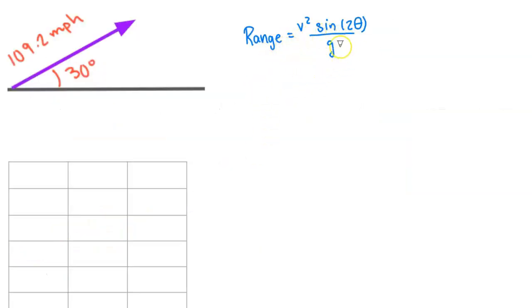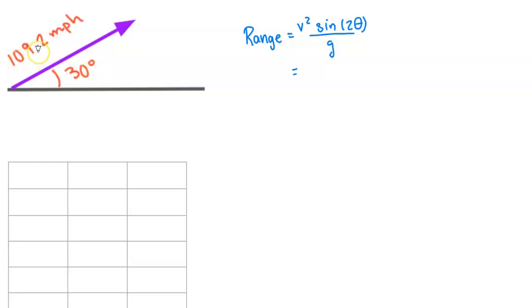This is not my favorite equation because I feel like the physics in this equation is understanding how to derive it. And so you can check out my other video, which I'll link in the corner here, to see how to derive the range equation. So that really is the physics part of this. But having the range equation, we can plug in the information that we know.